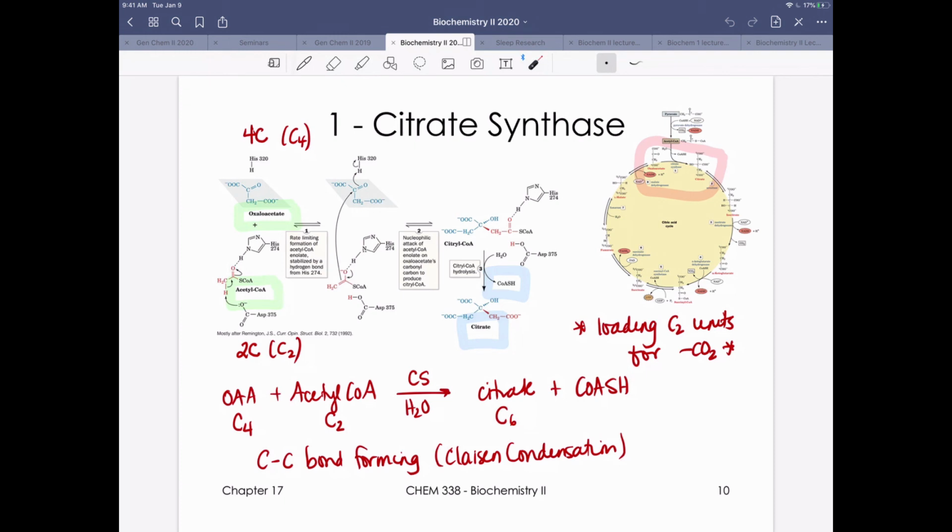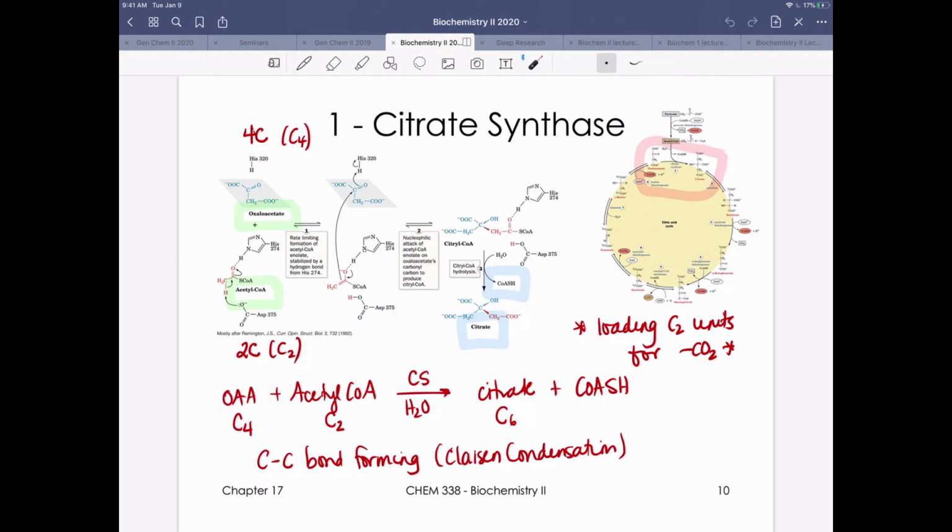We take the 4-carbon oxaloacetate, we condense it with a 2-carbon acetyl-CoA group. This chemistry happens with citrate synthase. This is a spot where we're going to need to see the incorporation of water, and we generate a C6 citrate, and then we liberate free CoA. Sometimes you'll see CoA just written as CoA. I like always writing it as CoA-SH because that reminds us that there's a free thiol group there that can do chemistry.